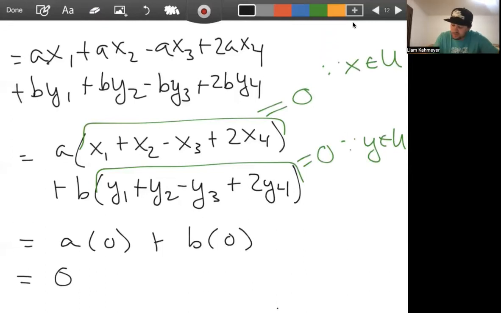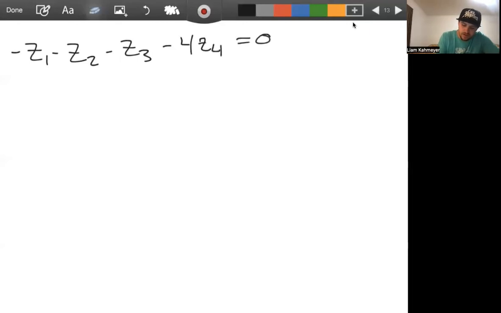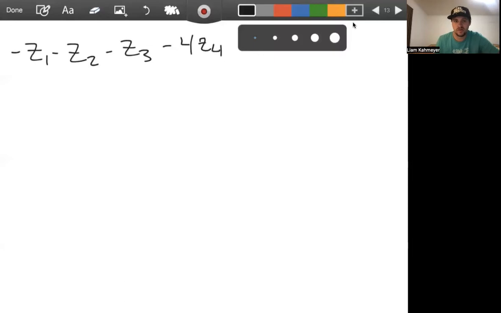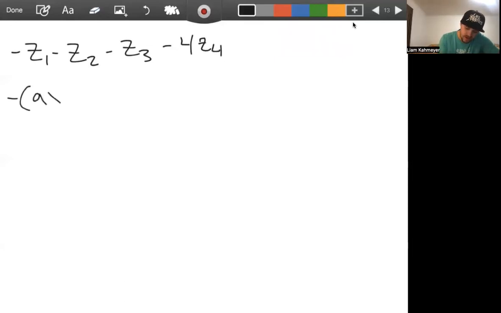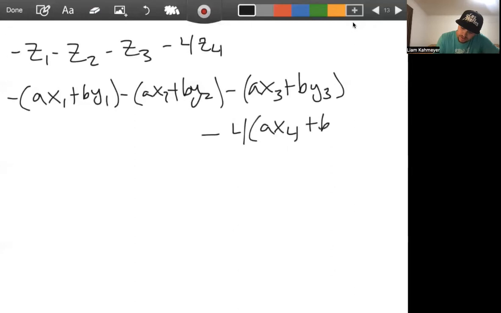We need to do the same thing for the second equation. We need to show that negative z1 minus z2 minus z3 minus 4z4 is equal to 0. To show that, let's go through a similar process. Let's compute what this is. This is minus (ax1 plus by1), and you probably get the idea by now, minus (ax2 plus by2) minus (ax3 plus by3) minus 4(ax4 plus by4). We do grouping in a similar manner.